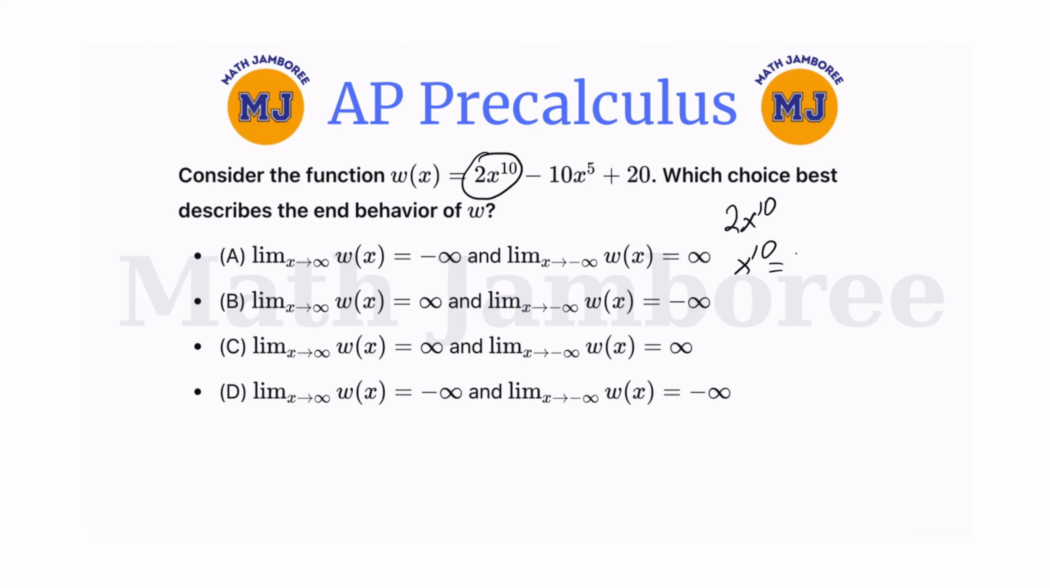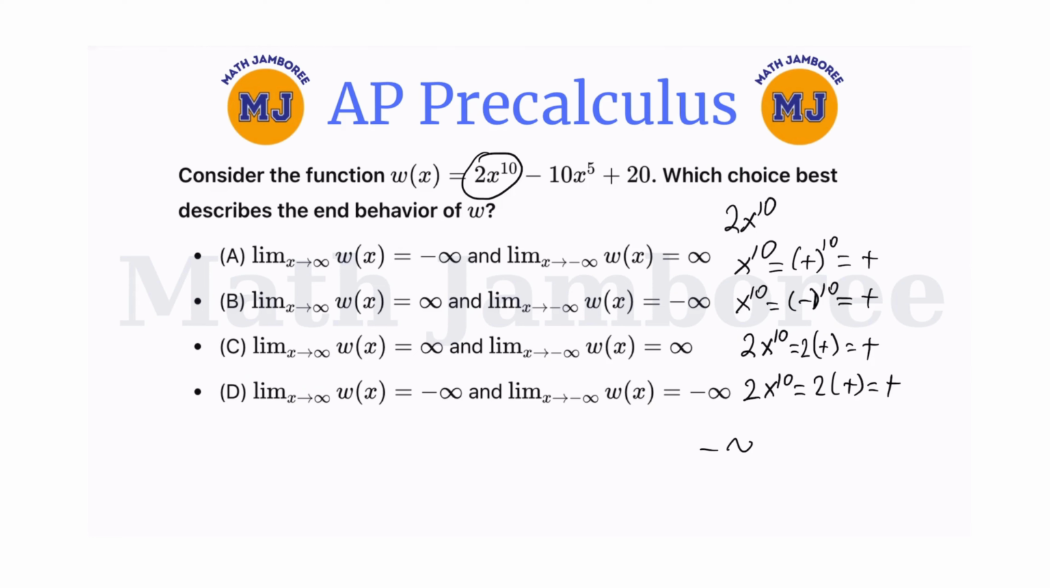If you substitute a positive value for x in x^10, it turns out positive. If you put a negative value for x, since the exponent is an even number, it still turns into positive. And what happens to 2x^10? It's 2 times positive, which gives you positive. So 2x^10 is still a positive.